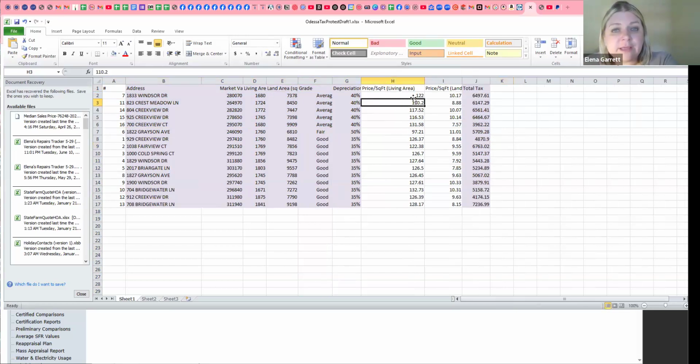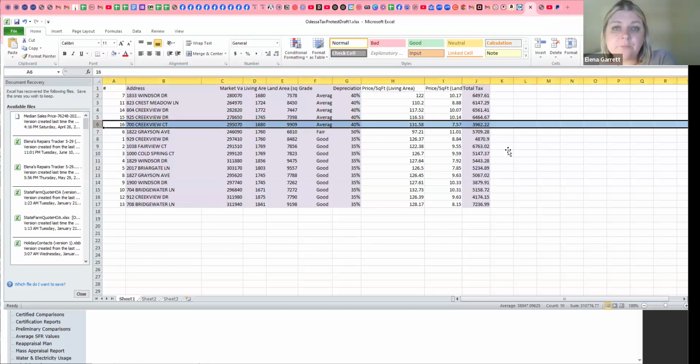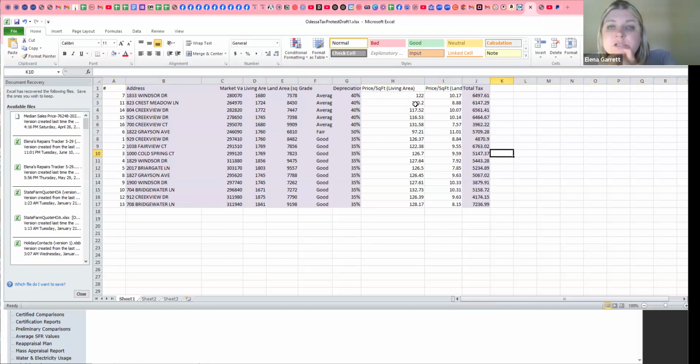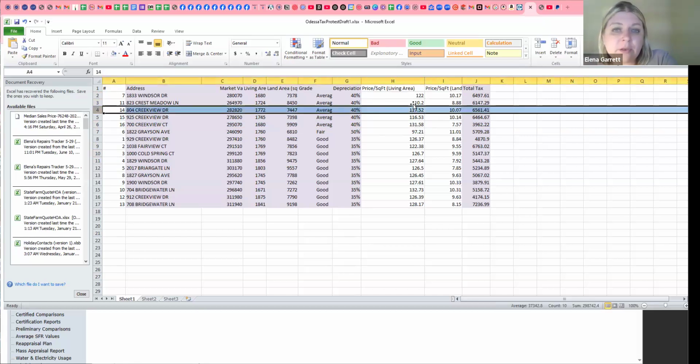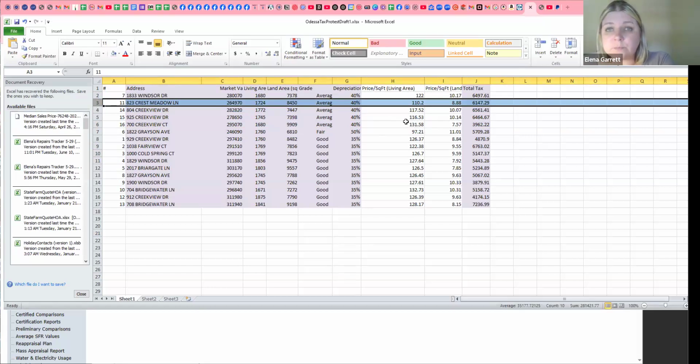Now, what I noticed is that some of my neighbors were paying more than I do. Some of my neighbors were charged more than I do for their living area. For example, the most expensive is $131. This person really needs to get their tax protest filed. But some of them were charged less. So for example, the lowest number that I found was for this property, and this property, Crest Meadow, and apparently they're paying $110 per square foot for their improvements.